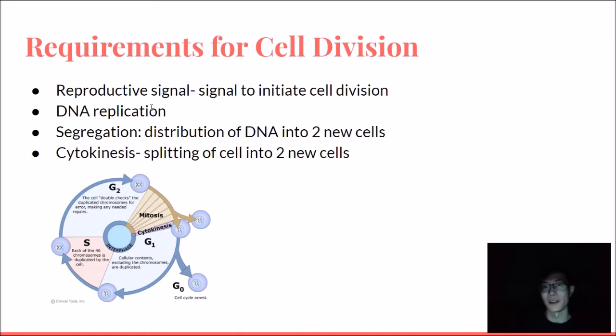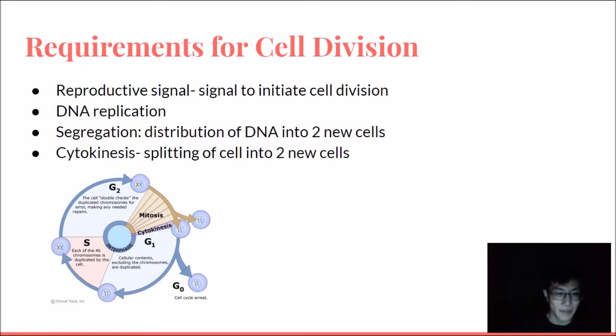Remember, if you're going through mitosis, you need to make 2 cells from one original cell. As a result, the 2 daughter cells each have to have the same amount of DNA, and in order to maintain that, you need the original genome to be duplicated. Obviously, you need segregation. After you copy that DNA, you need to separate it into 2 new cells. And then, of course, cytokinesis is where you're physically splitting the cell into 2 new cells. So here are just some brief requirements that you need for a cell to divide.